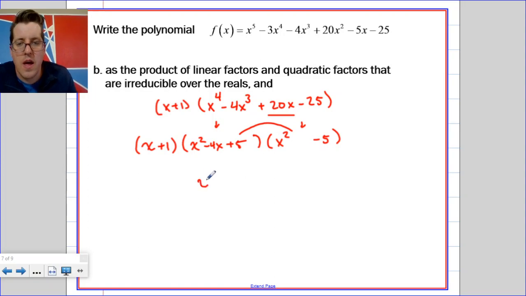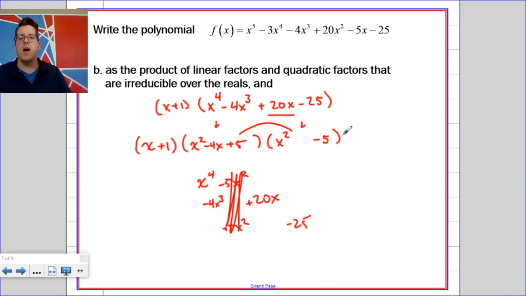Okay, x to the 4th minus 5x squared minus 4x cubed plus 20x plus 5x squared minus 25. Middle terms cancel out, and I'm left with x to the 4th minus 4x cubed plus 20x minus 25. Woohoo! That's exactly what I was looking for.